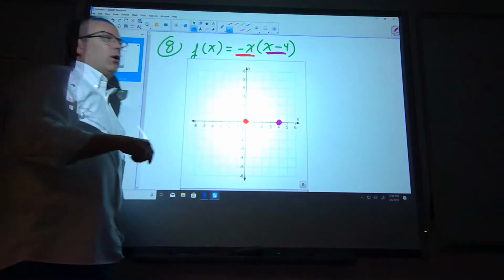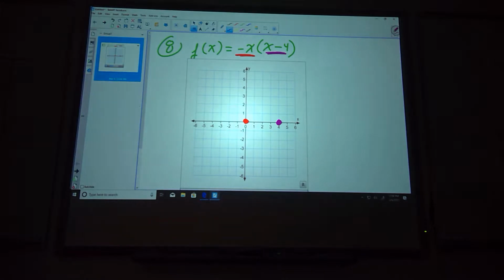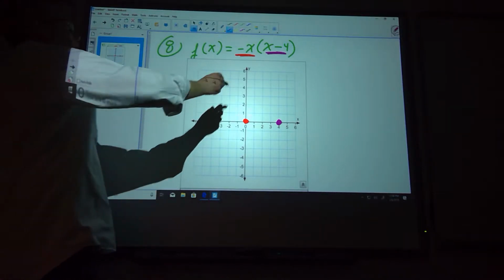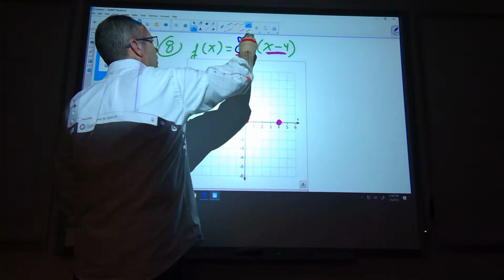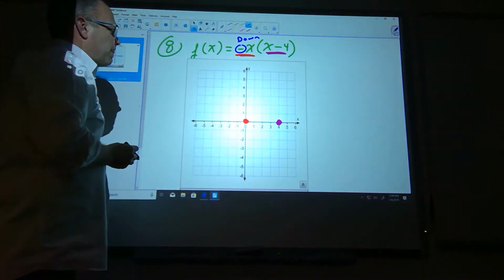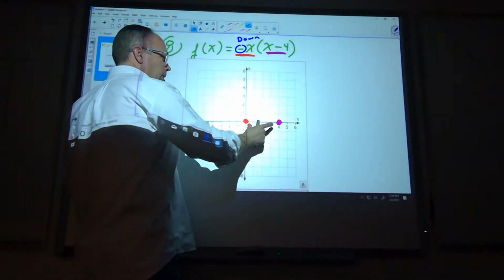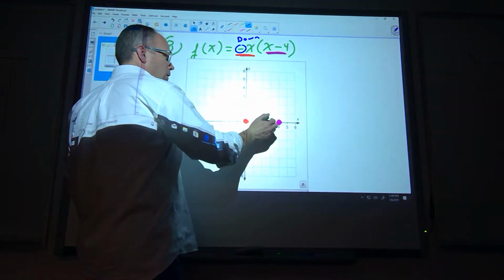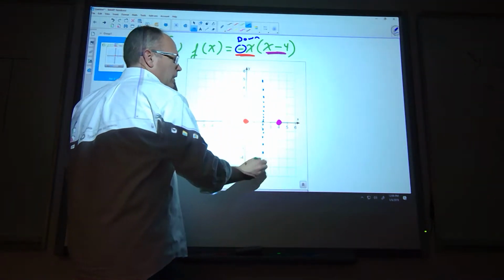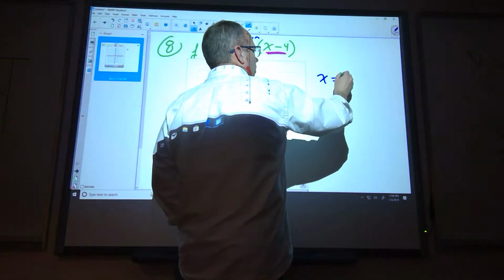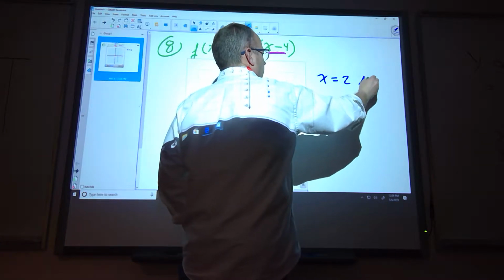So does everybody feel good about those so far? Does this parabola open up or down? What would dictate that? Down. It's definitely opening down because this negative right here means that's going to go down. Okay, so let's figure out what's halfway between 0 and 4. We'll come in here. Oh, it looks like 2. So x equals 2 is my axis of symmetry.